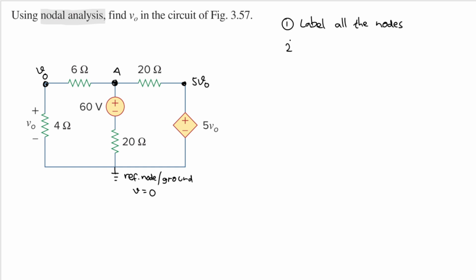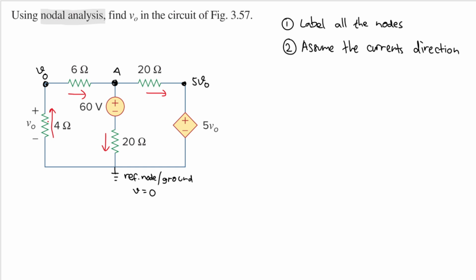And then the second step will be to assume the current directions. Okay, let's see what we can get from here. Maybe let's assume this is going to the right, this is going down, and this is also going to the right. But if we assume this is going to the right, because this is a series resistance, this will go up like this. Okay, it will be useful later.